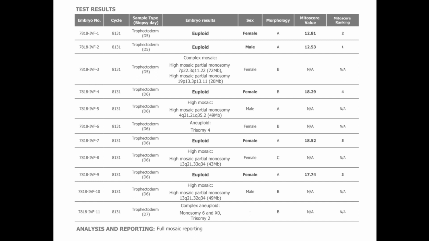Now, if you look at the next column, which is monosomy.